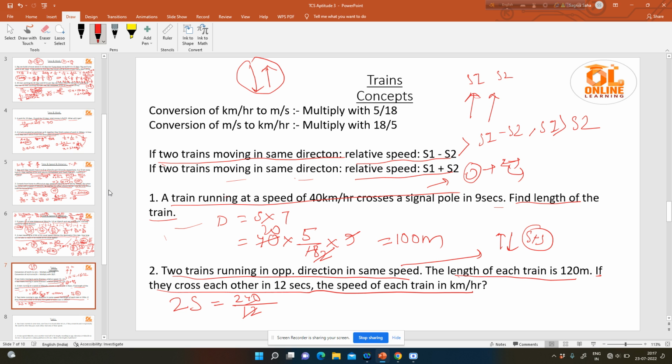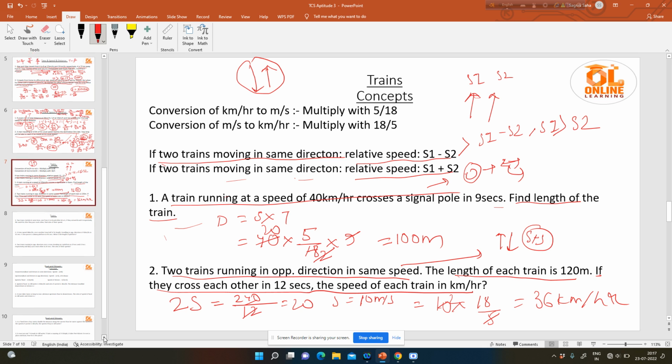So it would be 20. The speed of each train would be 10 meters per second. If we want to find it in kilometers per hour, we have to multiply by 18 by 5. So the speed of each train is 36 kilometers per hour. Yes, right? So let us move to the next question.